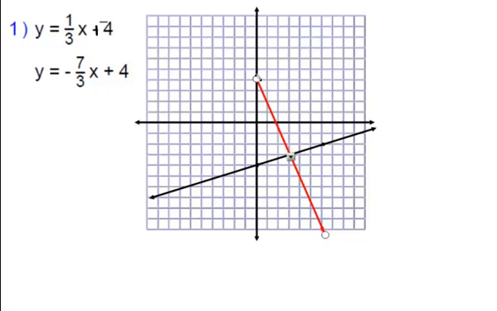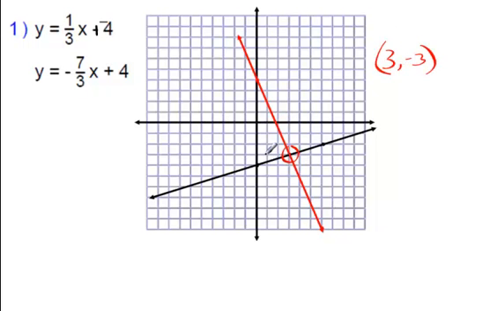Okay, so you can see that it crosses right there. It looks like it does. So what is that point? That's over 3 and down negative 3. So that's what we think is our solution. Over 3 and down negative 3.